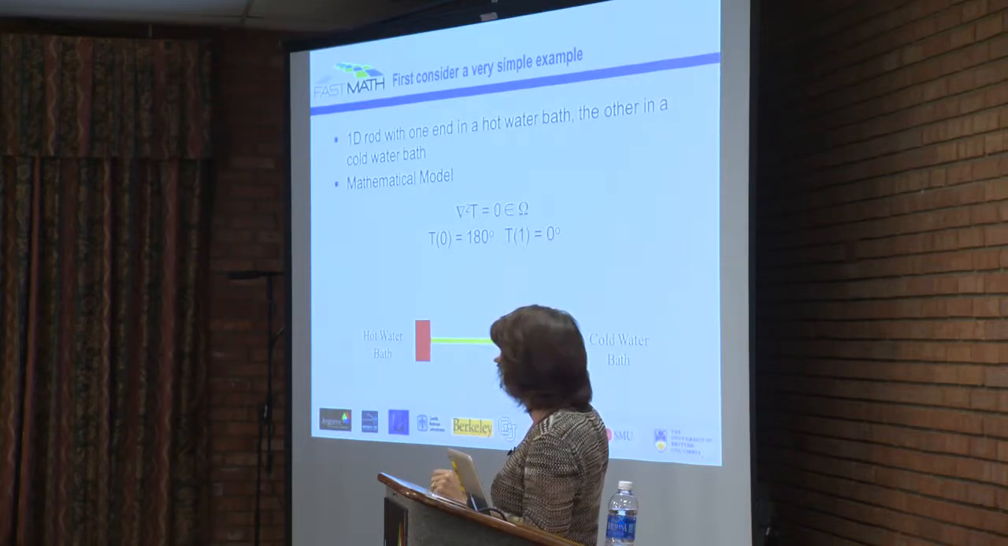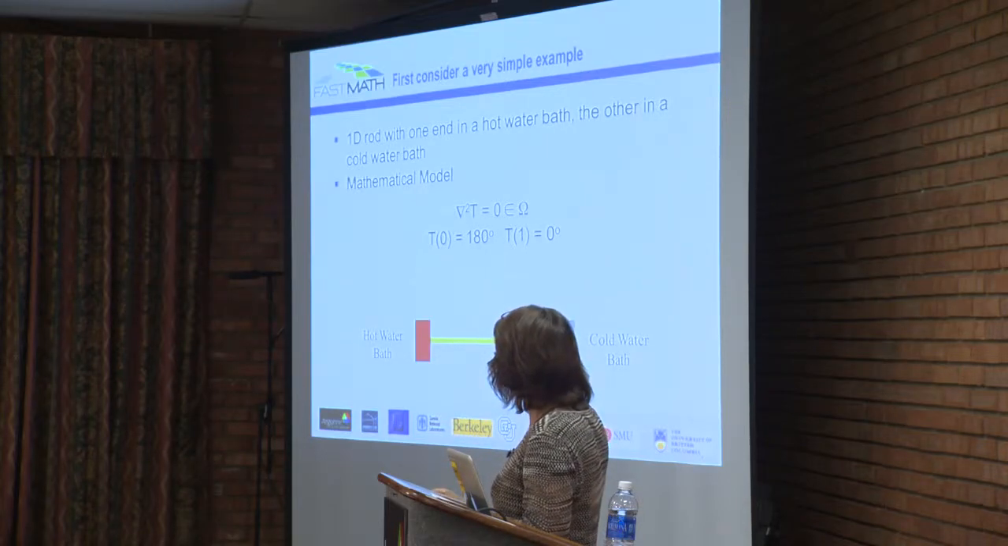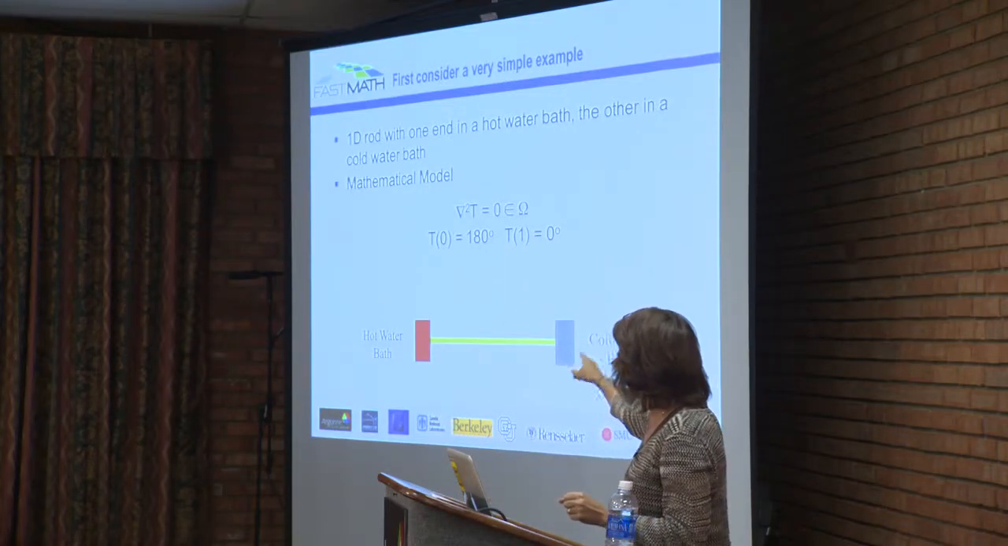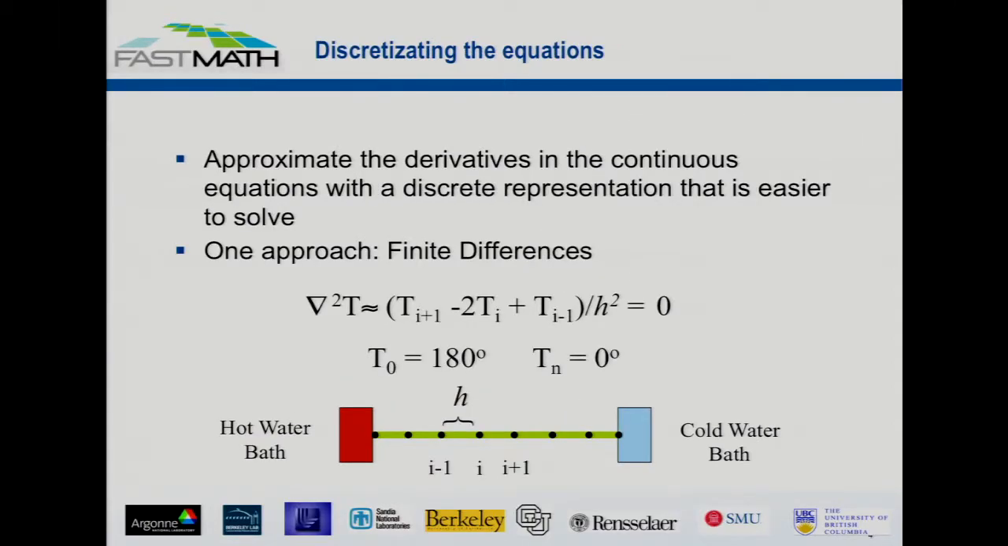Well, that's represented mathematically using a Laplacian operator. So the temperature is going to be over time. You have your hot water bath initial condition at 180 degrees, for example, your cold water bath at 0 degrees. So to discretize that, again, very simple technique using finite difference methods.